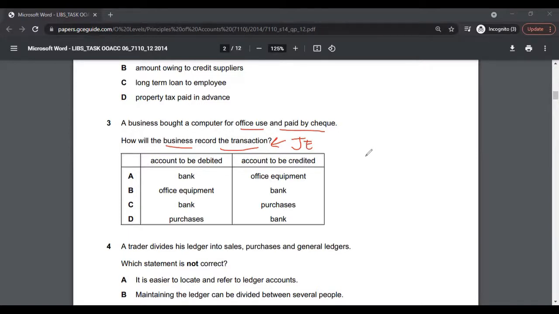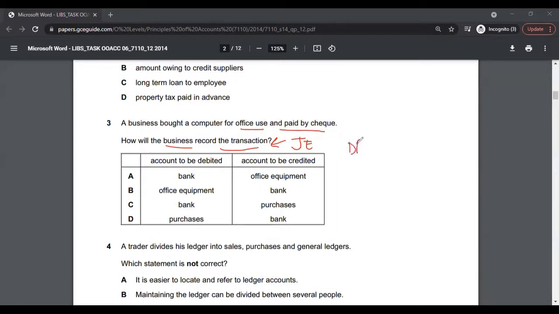So I'm assuming that you remember the debit and credit rules. If you do not, then I have a short video on how to make journal entries, so you can refer back to my channel for that video. So to make this journal entry, there are two things happening here.